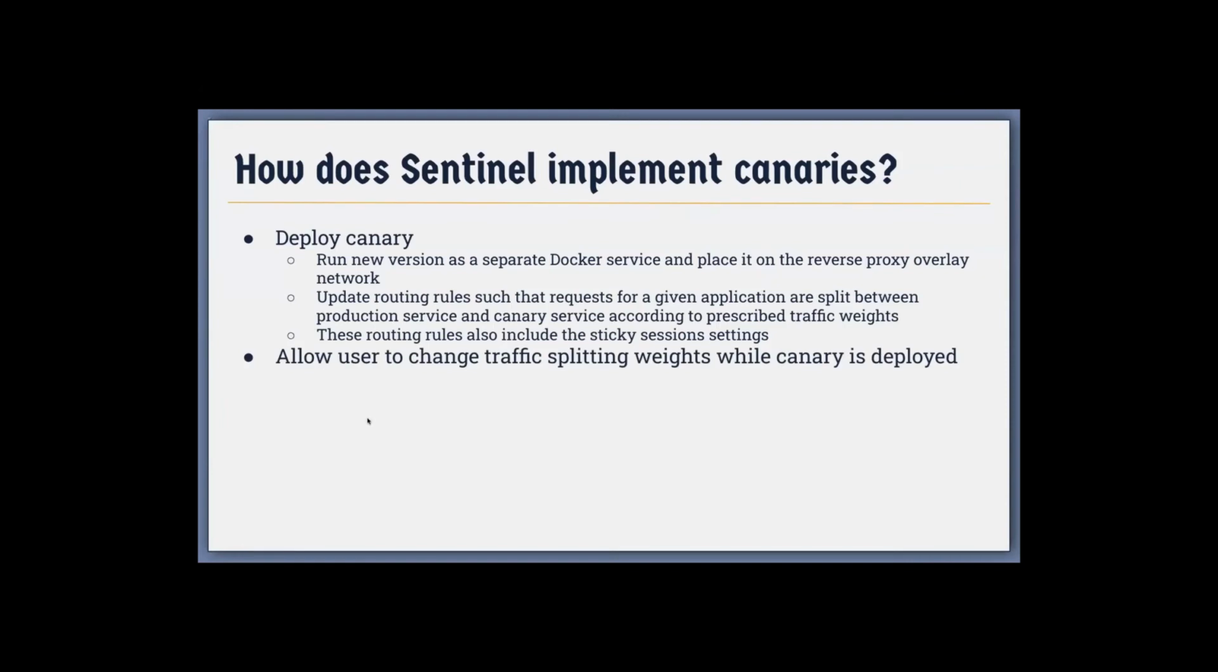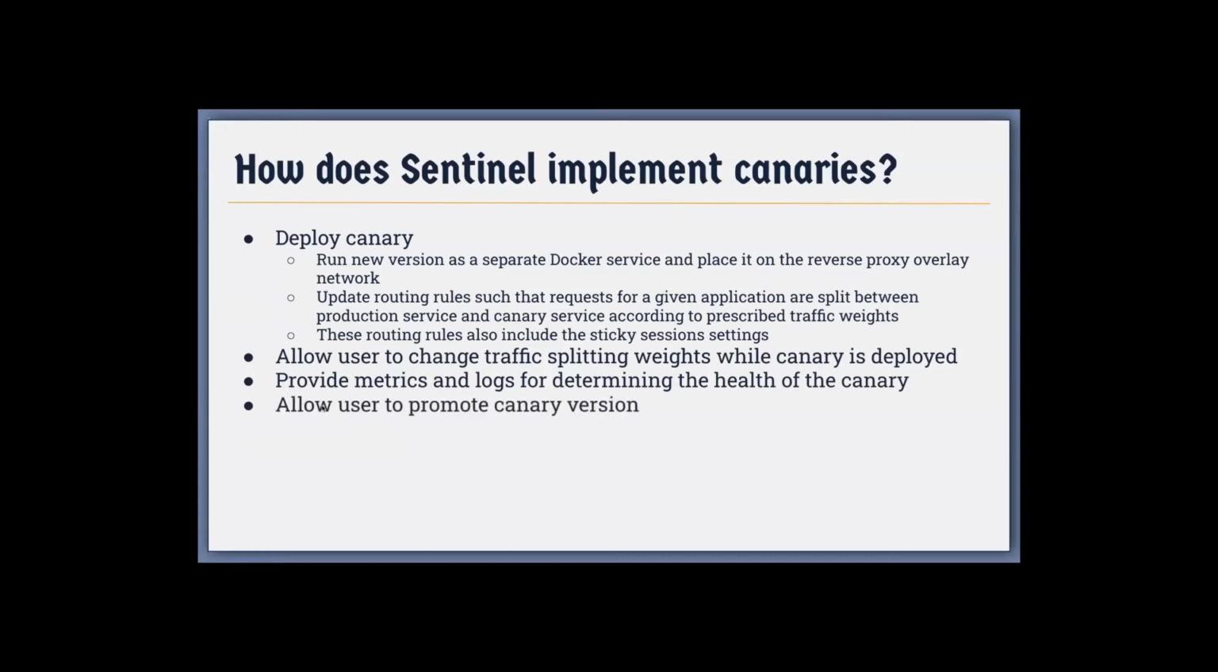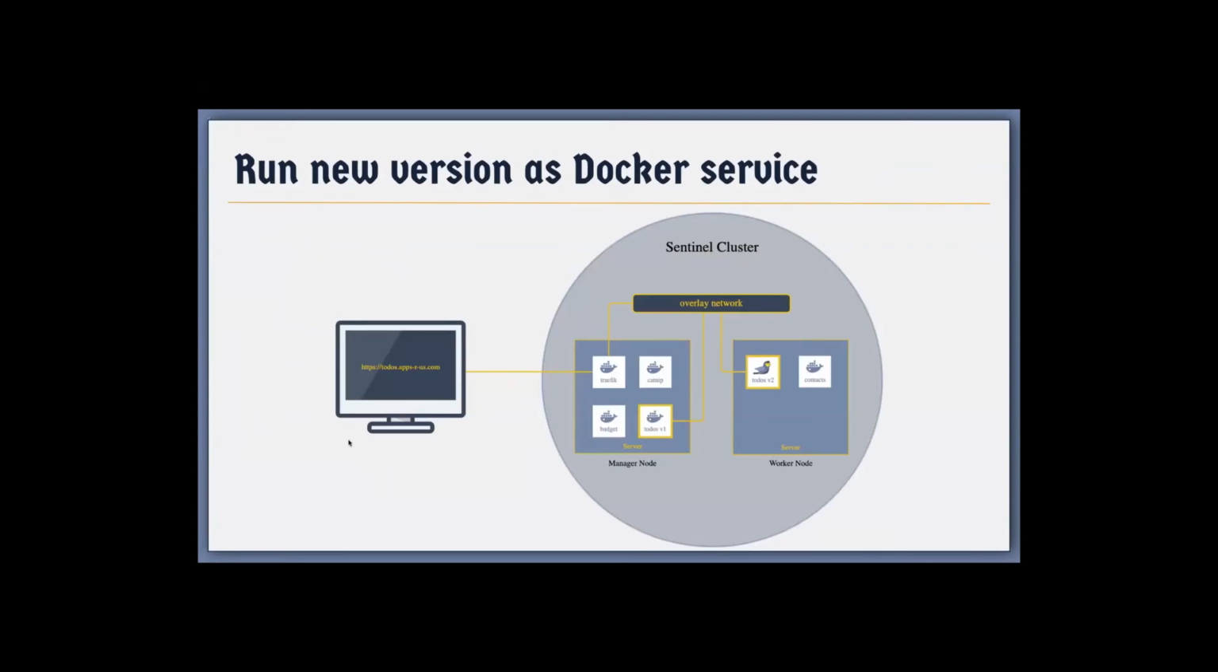Sentinel also needs to allow a user to change the traffic splitting weights should they want to test the Canary with a higher traffic load. We also need to be able to provide metrics and logs to developers so that they can determine the health and performance of their Canaries. And we need to allow the developers to promote the Canary version, as well as rollback should its performance be deemed unsatisfactory. The first requirement is an easy ask. You just need to run the new version of the app as a separate Docker service and place it on the overlay network with a reverse proxy. However, adding the new version to the overlay network isn't enough on its own, as we still need to update the routing rules such that the requests for a given app are split between production and Canary services.